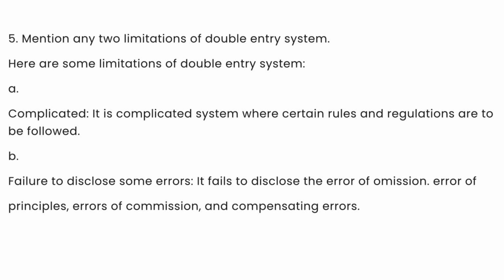Mention any two limitations of double entry system. Here are some limitations of double entry system. A. Complicated. It is a complicated system where certain rules and regulations are to be followed. B. Failure to disclose some errors. It fails to disclose the error of omission, error of principles, errors of commission, and compensating errors.